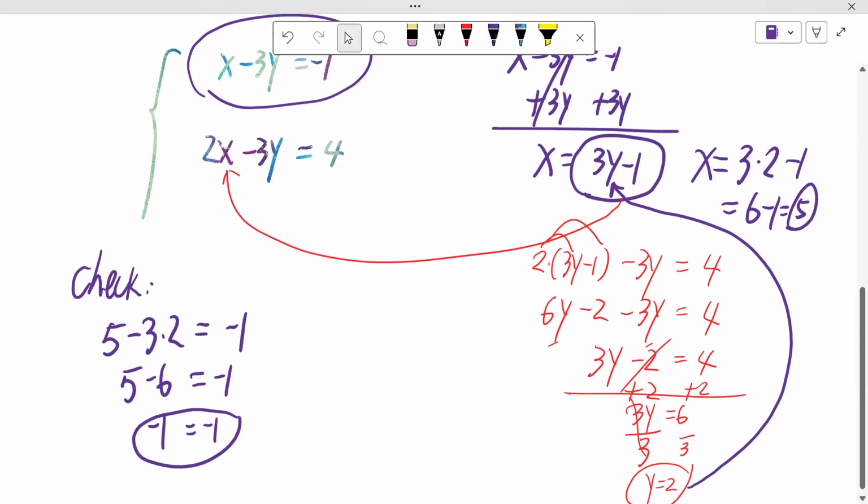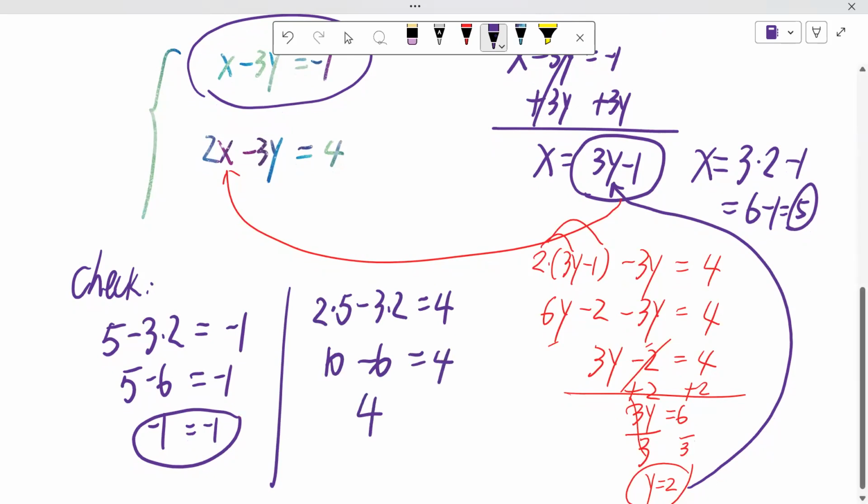And second equation, 2 times 5 minus 3 times 2. That's equal to 4, right? It's 10 minus 6. That's indeed 4. 4 equal to 4. It's good. So that means we have the correct solution, right? Any question about this?